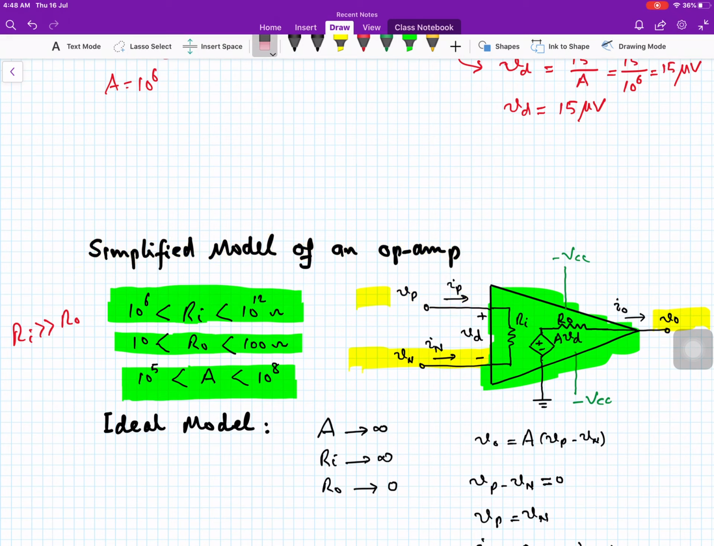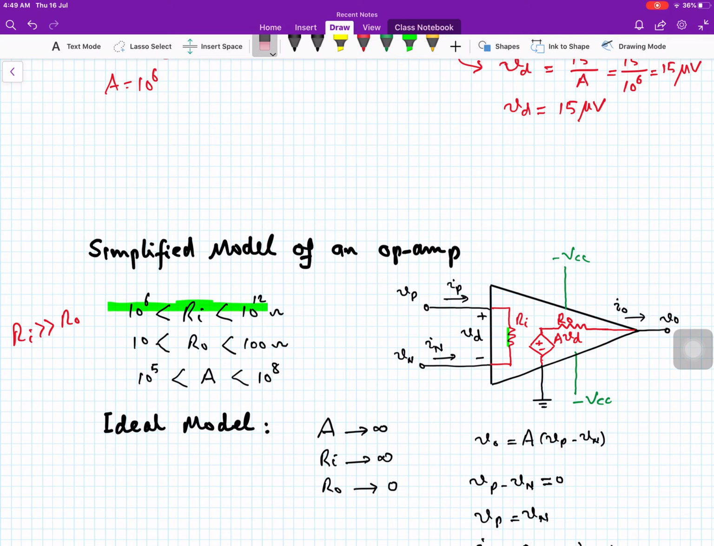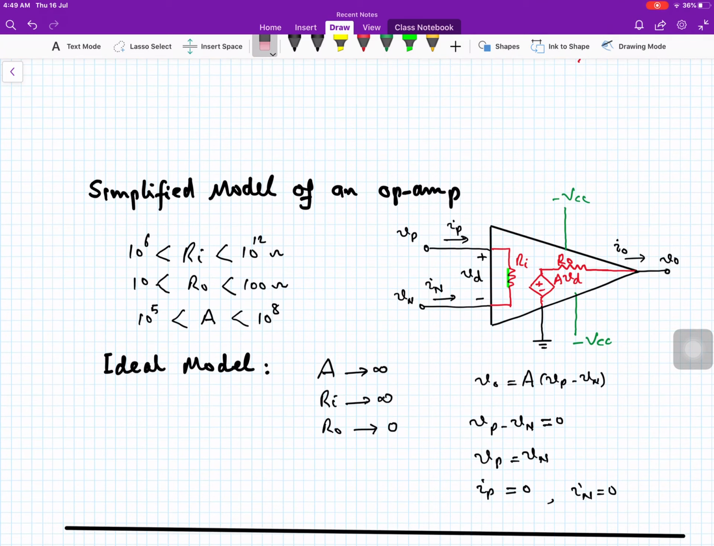Now we proceed further to an ideal model. Note that engineers use an ideal model of a device or a circuit, and then they try to approach the ideal model. The closer, the better. So in the ideal model, we will assume that the voltage amplification, the open loop voltage amplification A, is approaching infinity, the resistance Ri is approaching infinity, and Ro is approaching 0.